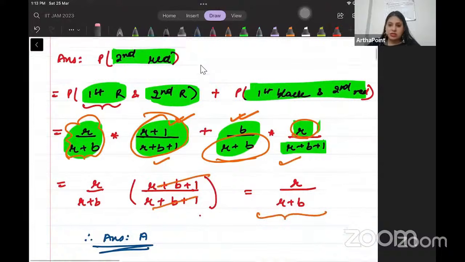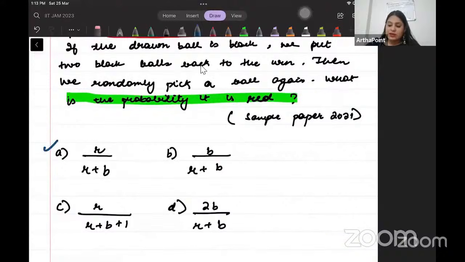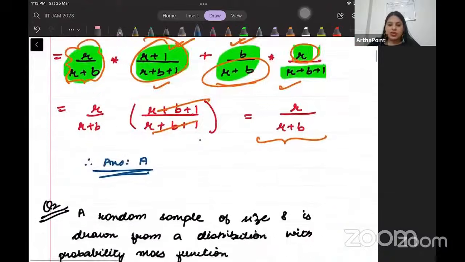So the correct answer to this question will be A, which will be R upon R plus B. Let us go to the next question.